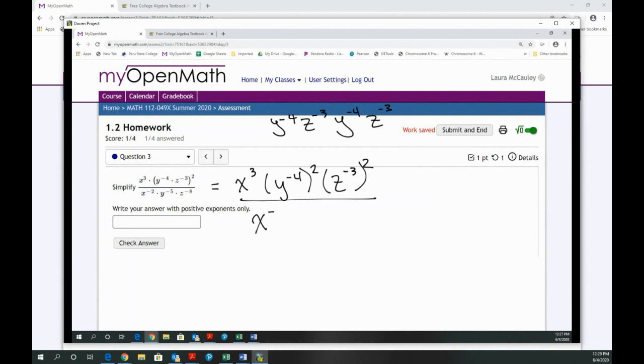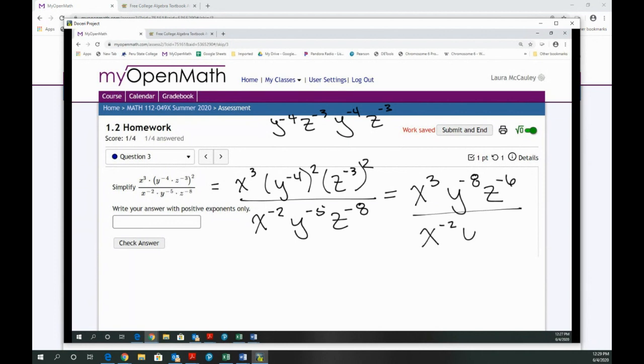On the bottom, we have x to the negative 2, y to the negative 5, z to the negative 8. Power to a power, remember you multiply. So this is x cubed, y to the negative 8, z to the negative 6, divided by x to the negative 2, y to the negative 5, z to the negative 8. Now we can use our subtraction rule, or you can move the negatives around first. It's really up to you.